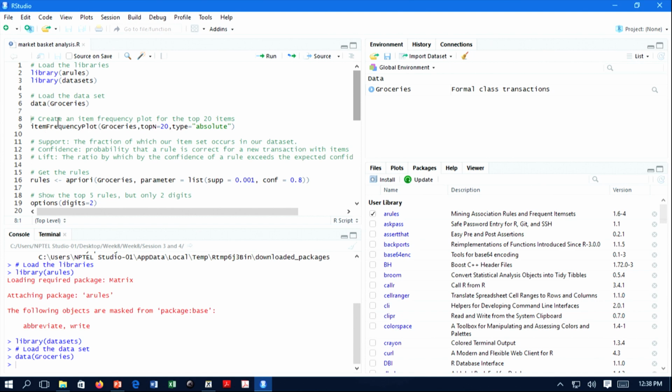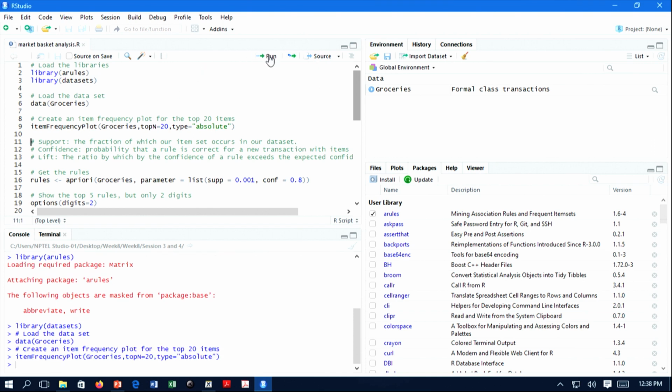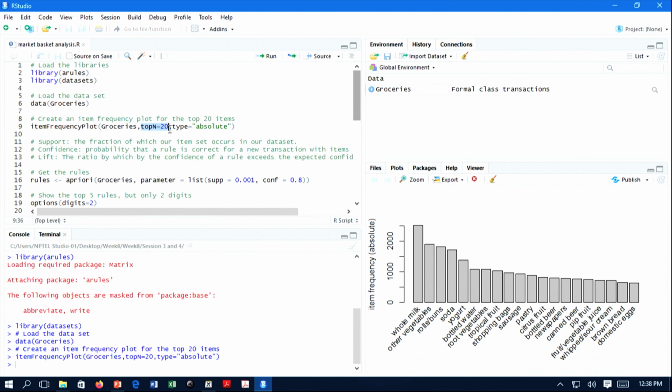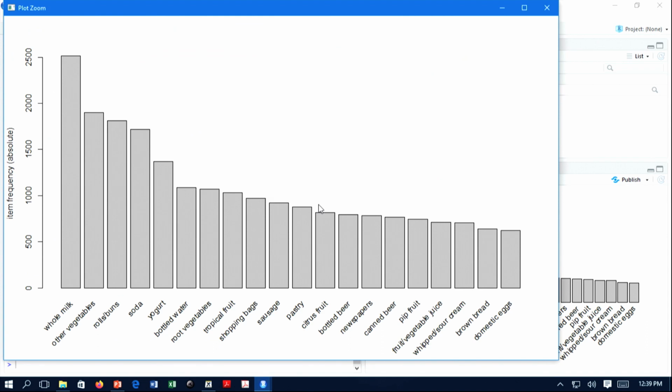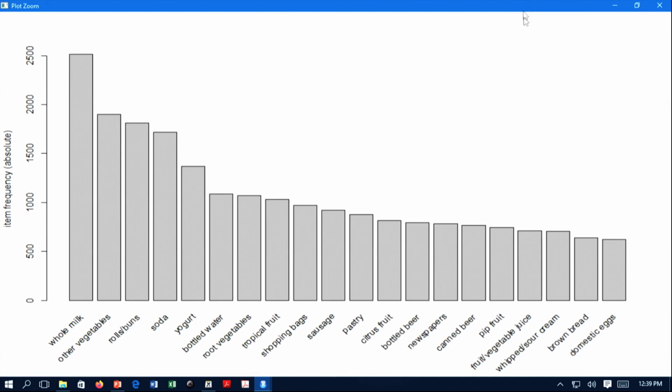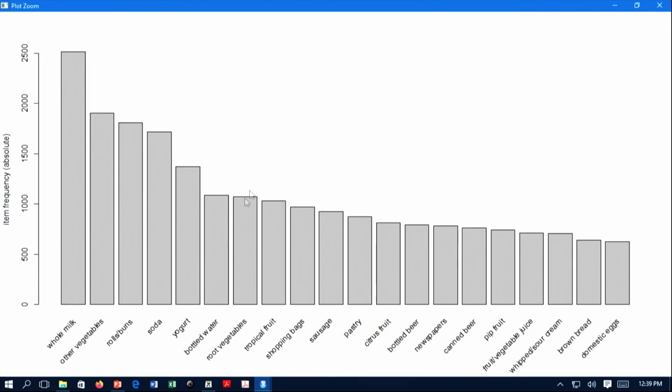The first thing is to find out which items are more prominent. So, I am creating an item frequency plot with the top 20. These are my top 20 products. You can see that whole milk is the most common product, then other vegetables, then rolls and buns, then soda, yogurt, bottled water and so on.